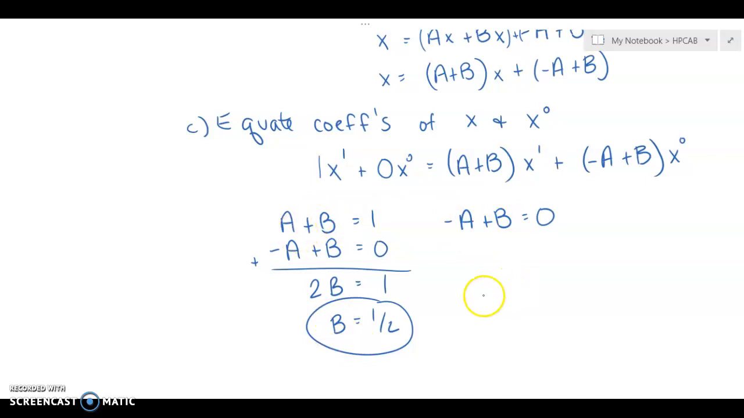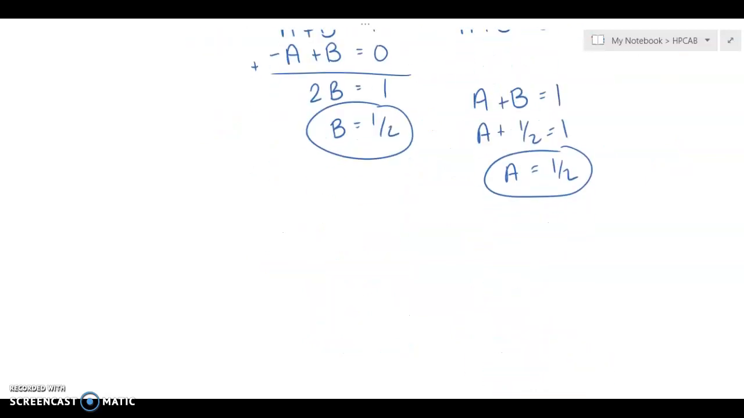If you plug it into a plus b equals 1, we know that b is 1/2, so a plus 1/2 equals 1. So a ends up being 1/2 as well. They won't always be equal to each other, but in this particular problem, they are. And then our final step is just going to be rewriting it.